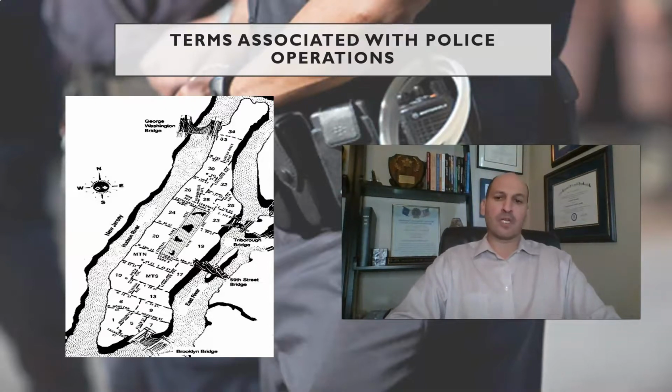So if I am working in the 20 precinct, what you can see is about where it rubs up against the Hudson River and Central Park over there in that picture. I'm the 20 sector Adam, Boy, Charlie. That means I'm responsible for sectors Adam, Boy, and Charlie.